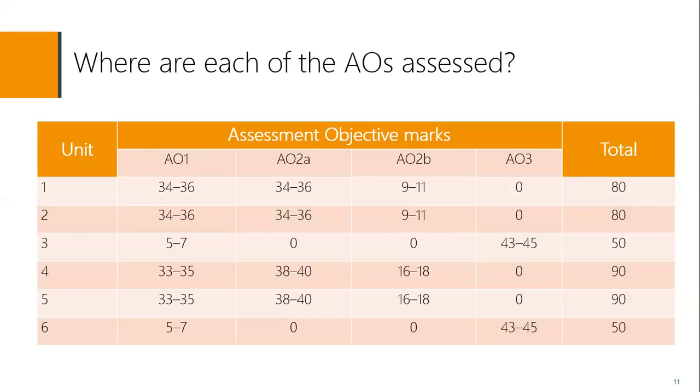And again, you will notice that there's a little bit of AO1 on Unit 3, but it is predominant, and on Unit 6, it's predominantly the practical skills. And there's no practical skills on any of the other papers.